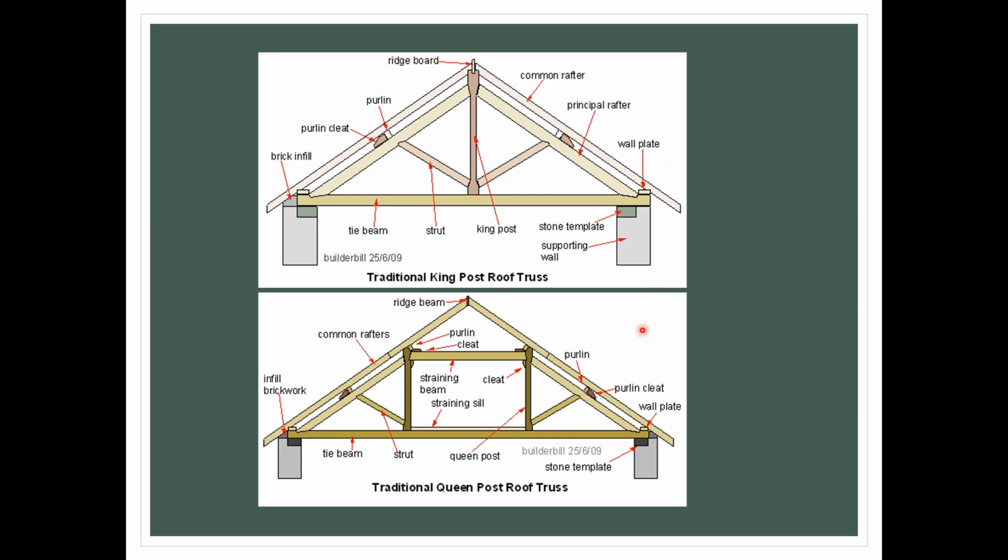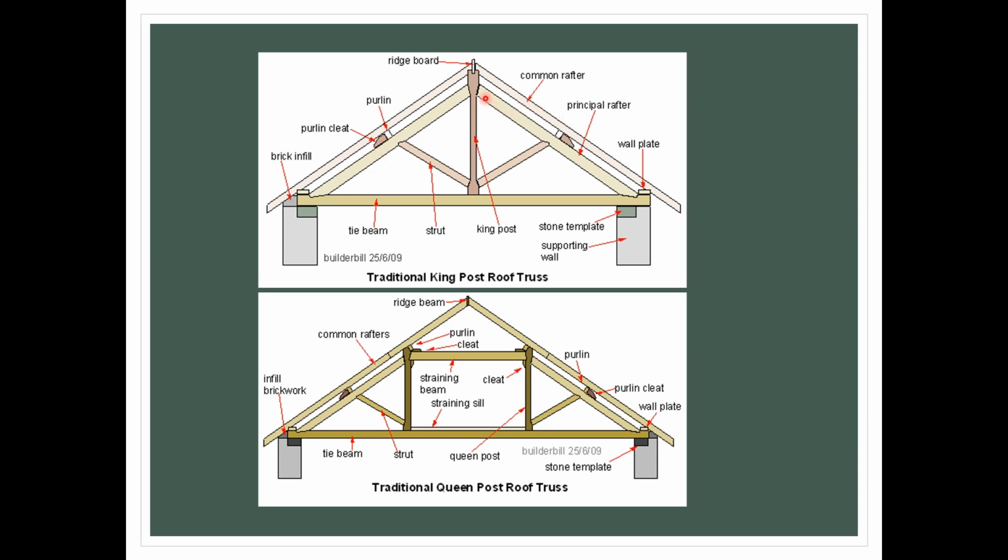So this is the difference between king post and queen post roof truss. From the diagram you can see this is all the same: tie beam or ceiling joist, and then brick infill. This is the purlin, the small square component here, and underneath the purlin it also has purlin cleat.